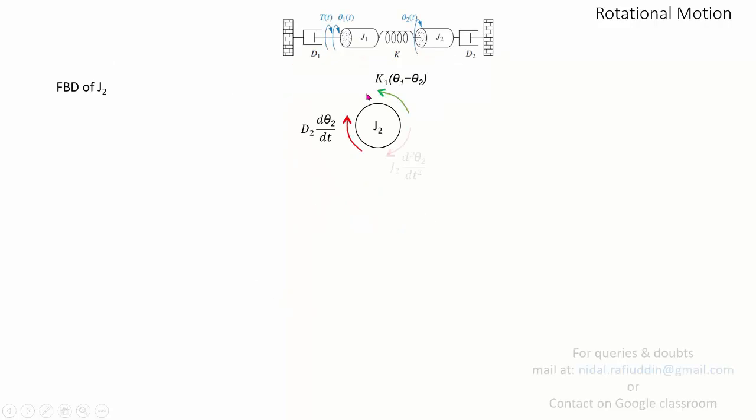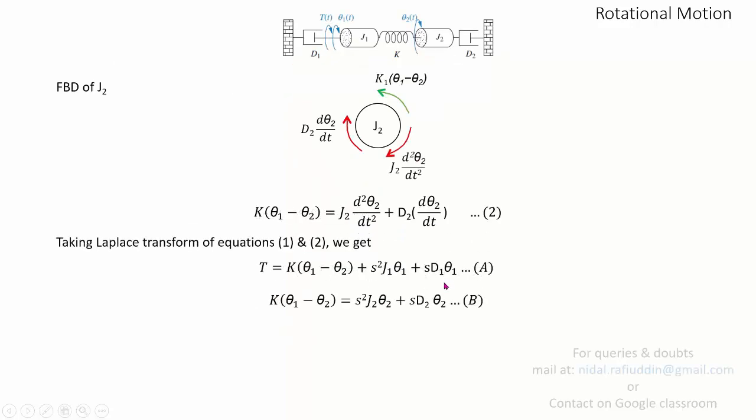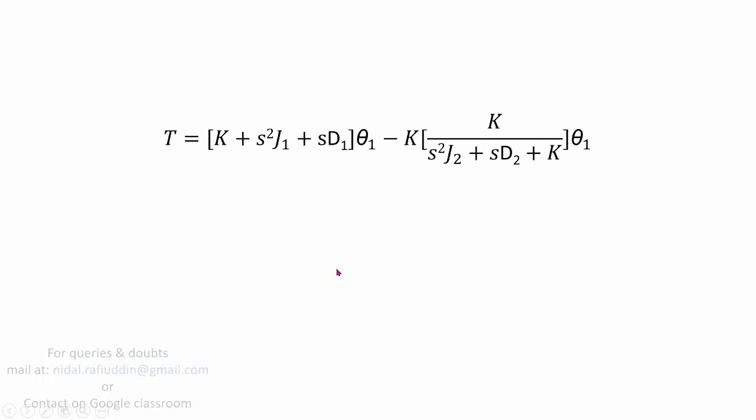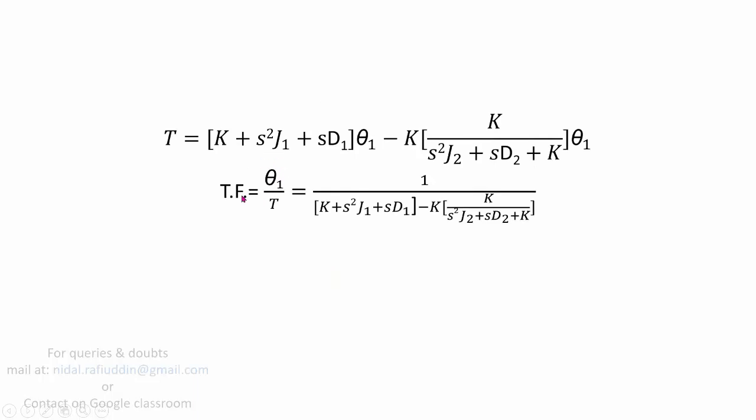If you look at equations A and B, you will be eliminating theta 2. This can be done by obtaining theta 2 in terms of theta 1 from equation B and then substituting this in equation A to obtain the final equation in terms of theta 1. So you obtain the relation of torque with respect to theta 1, and from this you obtain the transfer function as follows. Theta 1 is the output, T is the input, and you get the transfer function given here.